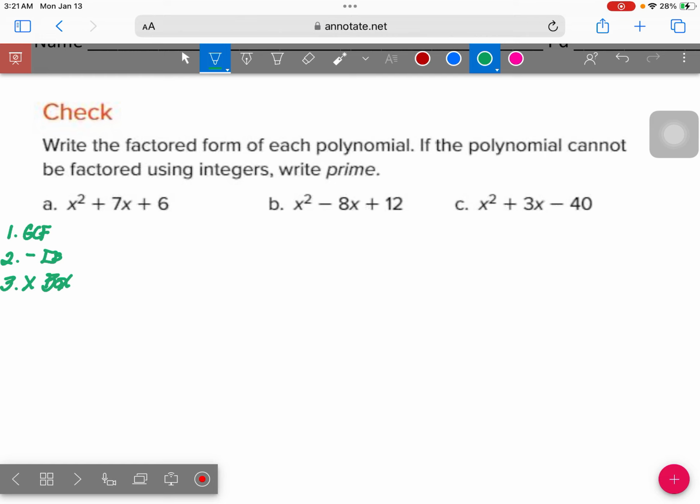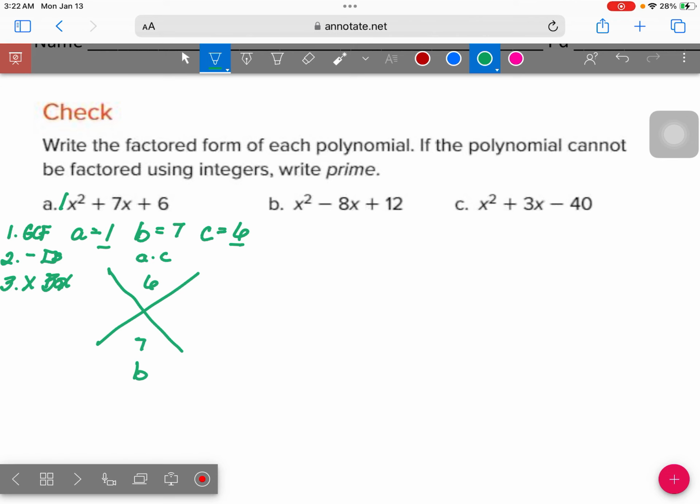So looking at A, I don't have a greatest common factor. It's not a difference of squares. So we go right away to x box. Let me line these up and say A is equal to 1, B is equal to 7, and C is equal to 6. So in my x box at the top, I want A times C, so that's 1 times 6, which is 6, and B, which is 7.